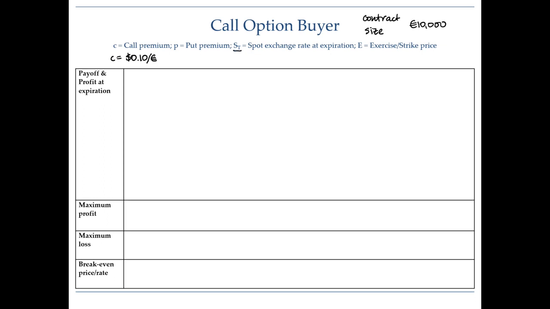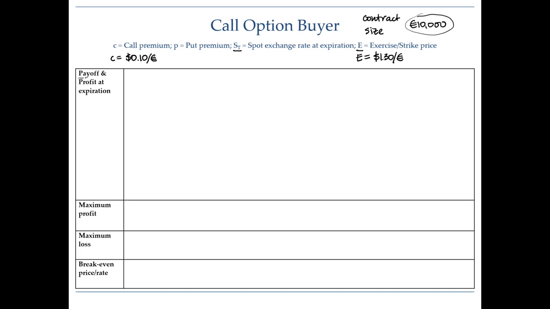ST stands for future spot exchange rate. So this is the exchange rate that will be at expiration, but we do not know what this is going to be. E stands for exercise or strike price. And in our case, let's say the exercise price is $1.30 per euro. So what this means is you as a call option buyer are buying the right to buy euros for the price of $1.30 per euro. Of course you don't have to, but you can. And for that right, you pay 10 cents per euro. Of course the contract size is 10,000 euros, so everything that we calculate on a per euro basis, you can just multiply by 10,000 to get the total amount for each contract.